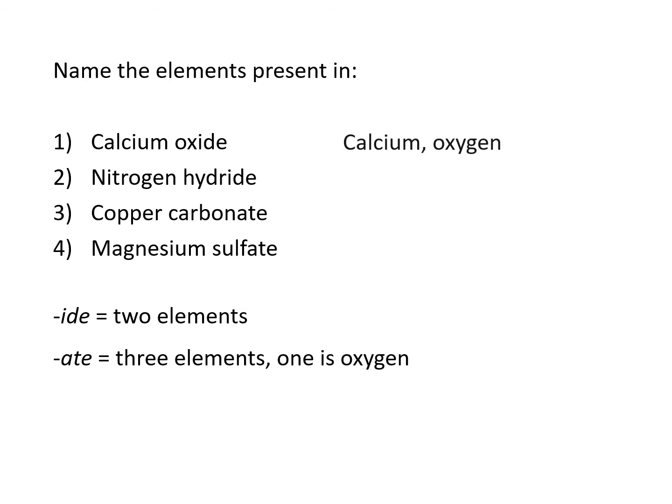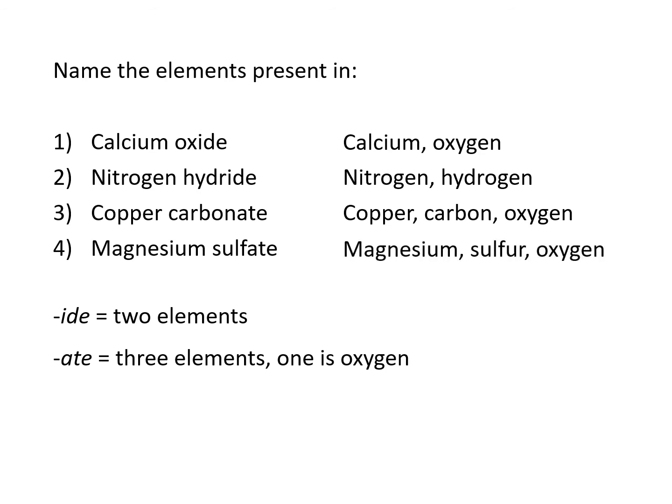So calcium oxide, we have calcium and oxygen. The IDE bit, as it says below, indicates that we only have 2 elements. For nitrogen hydride, again, we only have 2 elements. We have nitrogen and hydrogen. And now for copper carbonate, we've got the ending ATE, so we therefore have copper and carbon and oxygen as well. For magnesium sulfate, we have magnesium, sulfur, and oxygen. And this skill, this ability to identify the elements that are present in compounds just from their name, is going to help you out enormously in the coming lesson.